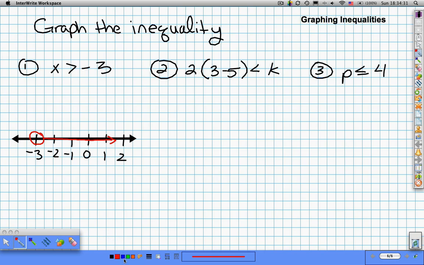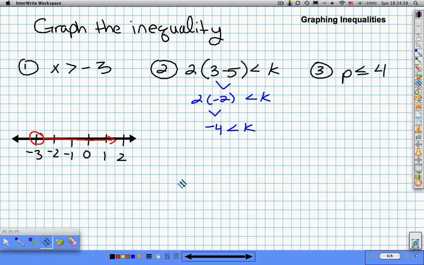Now let's go ahead and take a look at number 2. Number 2 says 2 times the quantity of 3 minus 5 is less than k. Well, we first have to combine like terms and actually evaluate this left side so we know exactly what it is that is less than k. So inside my parentheses first, 3 minus 5 is a -2. So my problem looks like this. 2 times -2 is -4. So this is -4 is less than k.